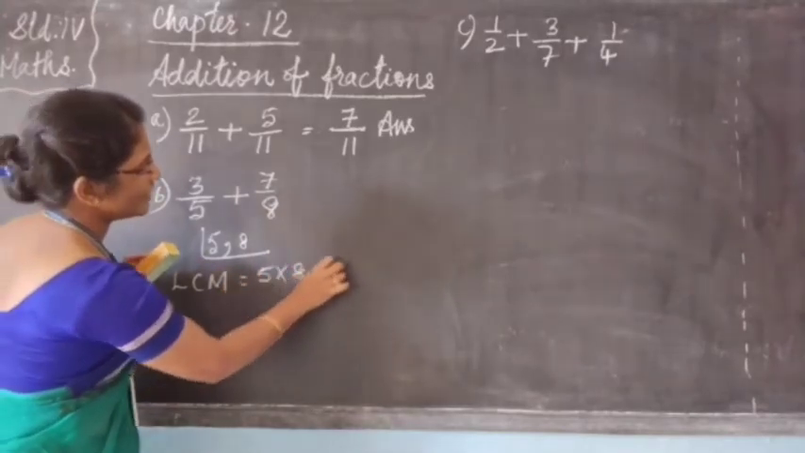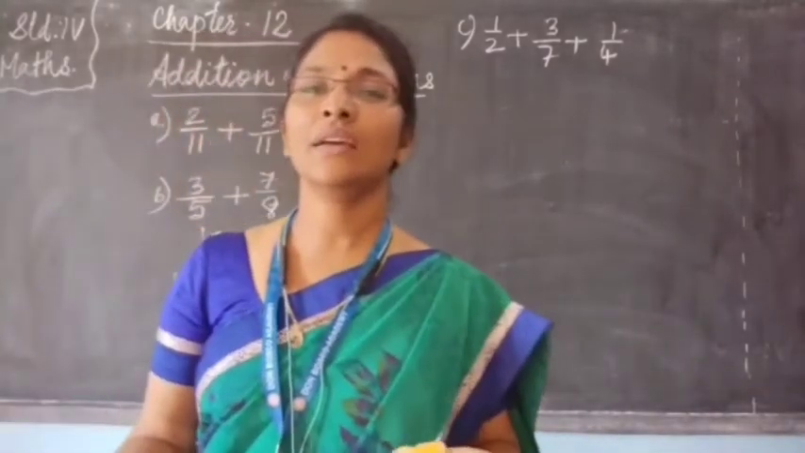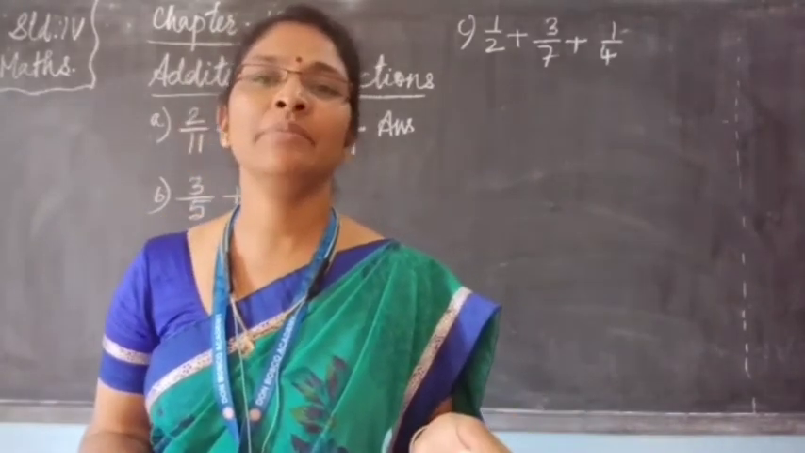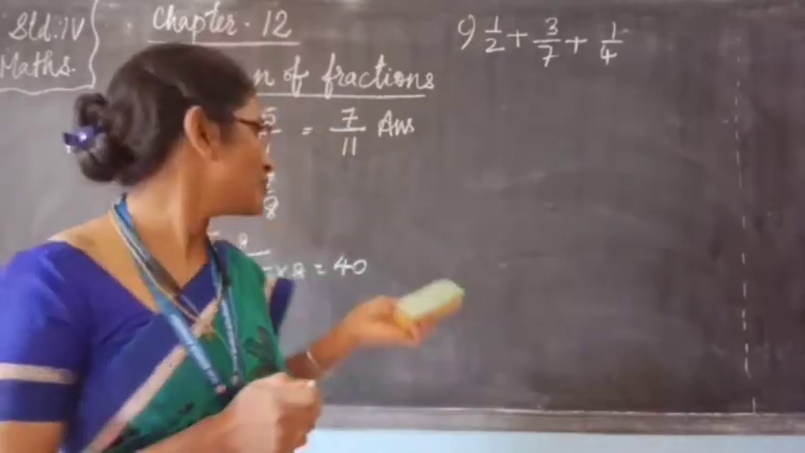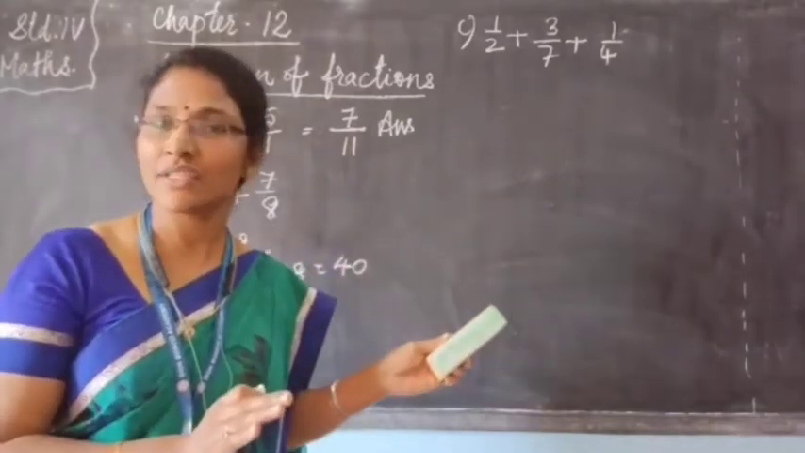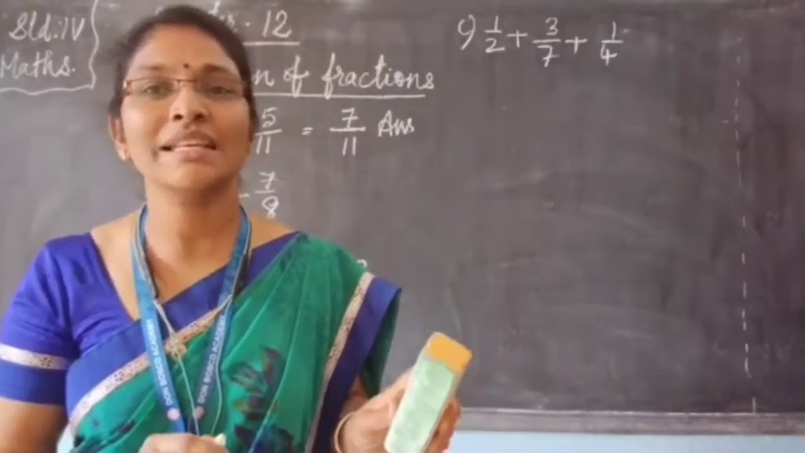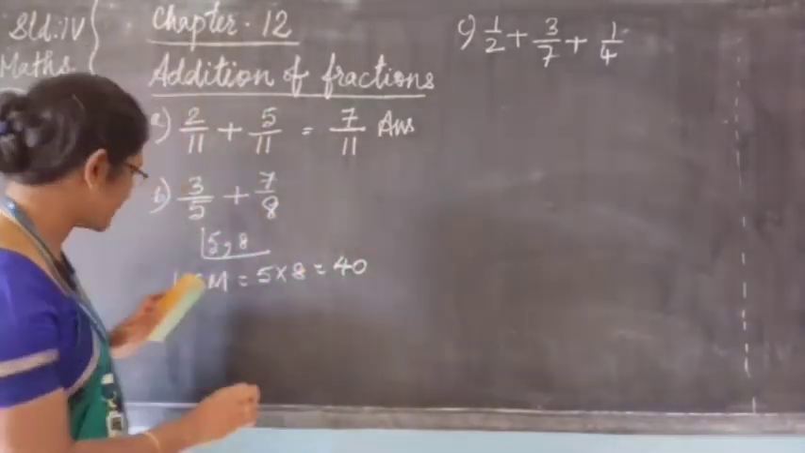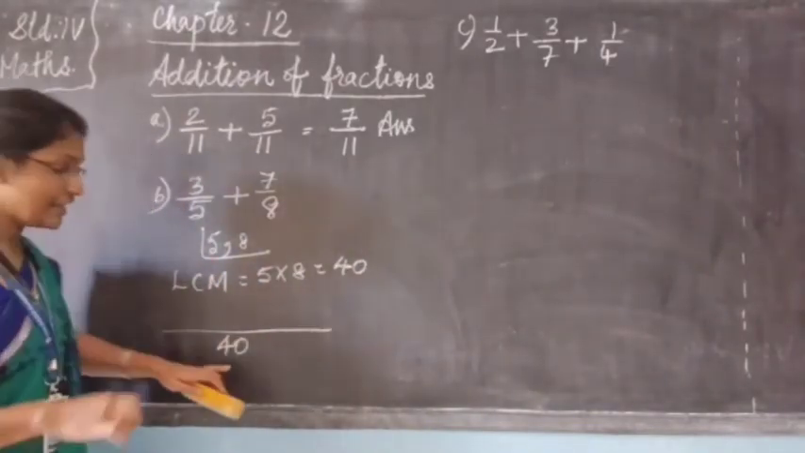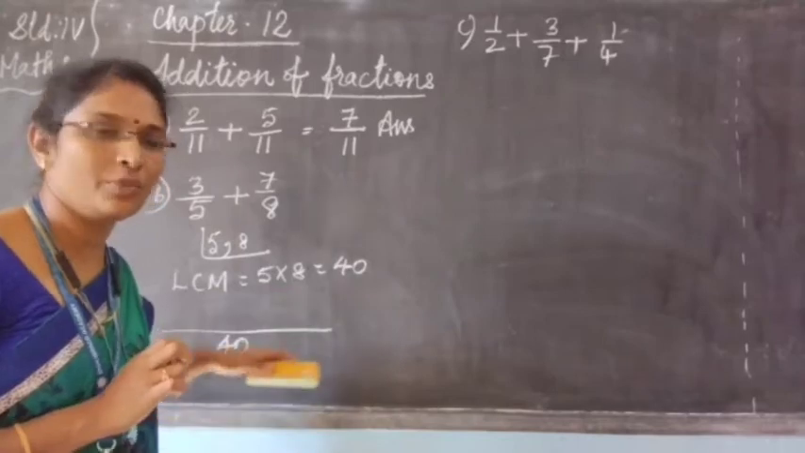5 8s are 40. Now, what is the next step? We have to make equivalent fractions for the given fractions having the LCM as the denominator. Either we change both the fractions into fractions having the same denominator, or we can do the same thing in a single step. I will show you how to do it. Here, the LCM, or denominator, will be 40. Okay? LCM will take the place of the denominator.